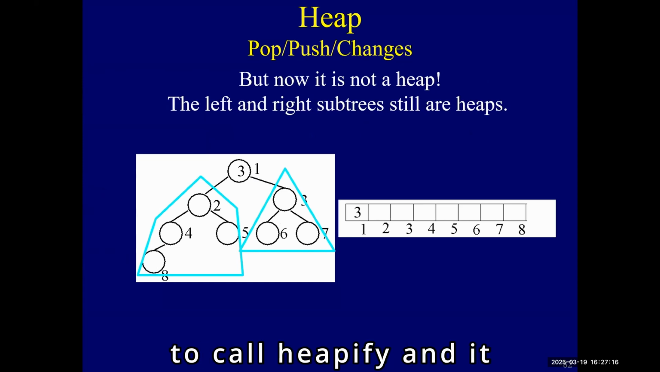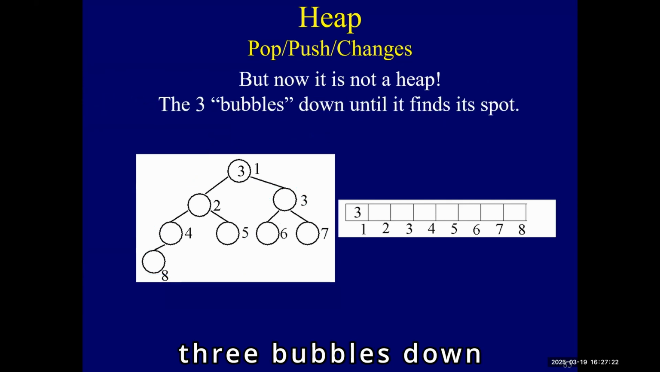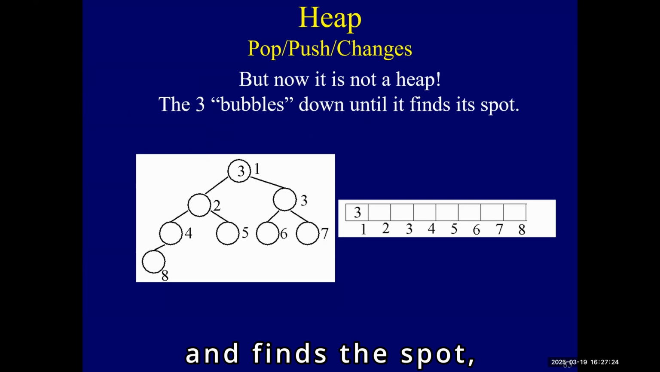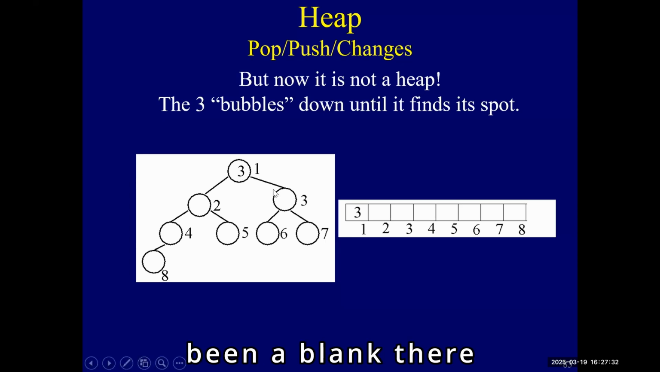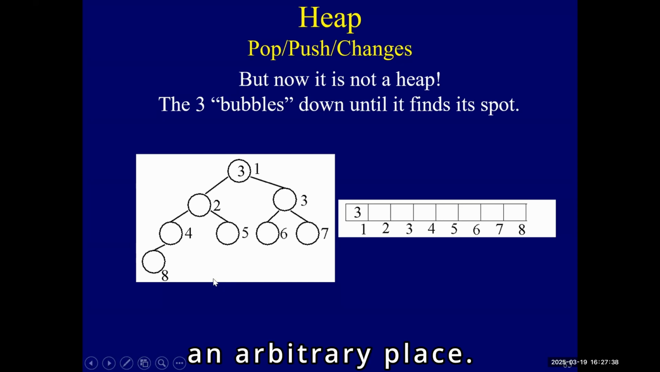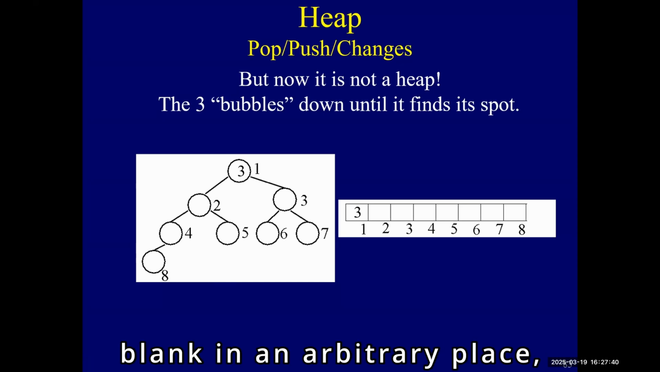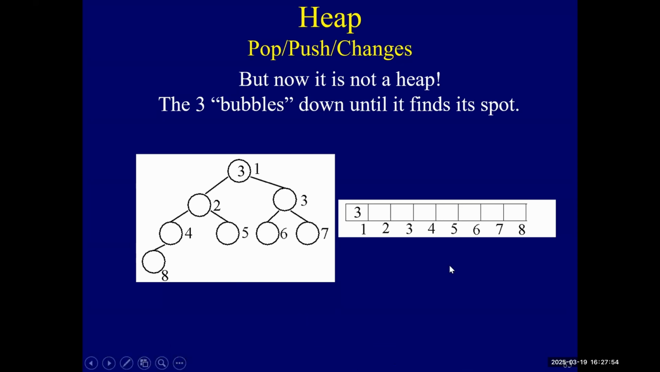And we know how to call heapify, and the 3 bubbles down and finds the spot. Now, if we did what you suggested originally, there would have been a blank there, and you would have bubbled the blank down, and the blank would have ended up in an arbitrary place. And we don't want a blank in an arbitrary place. So that's why we put the 3 up and bubble the 3 down. Everybody good? So that's why I drew both pictures.